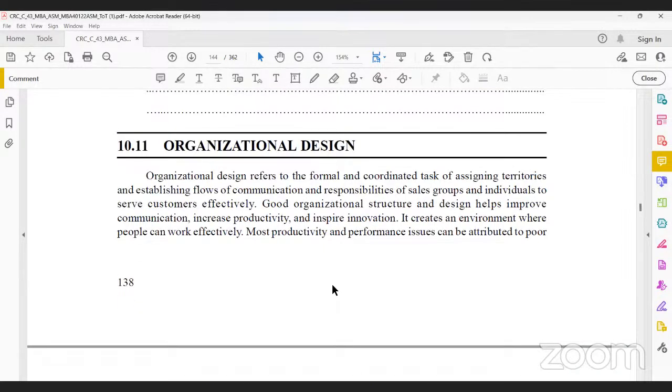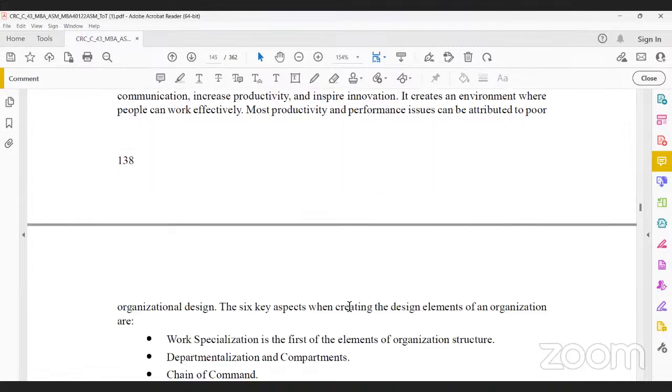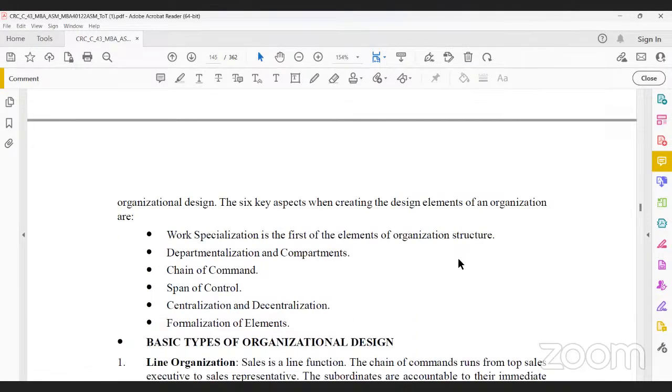So this organizational design is also important. Sales organizational design refers to the formal or coordinated task of assigning the territories and establishing the flow of communication and responsibilities of sales groups and individuals to serve customers effectively. A good organizational structure is required, and design helps improve communication, increase productivity, and inspire innovations also.